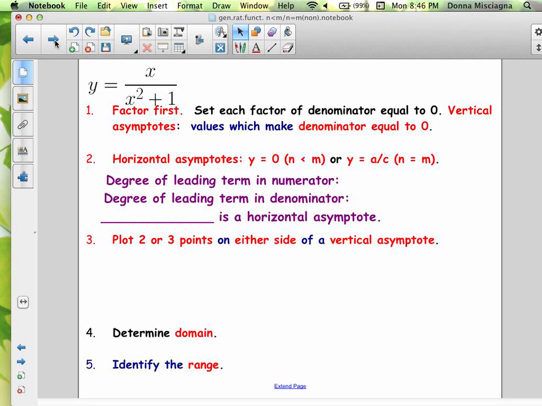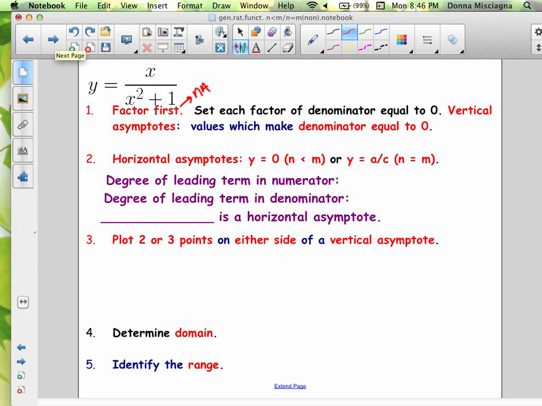Here's our first one. All right, so we have y equals x divided by x squared plus 1. This is a sum of squares in the denominator. That is not going to factor. All right, so factoring first, we have nothing to factor. So here, this is an NA, because there's nothing to factor.